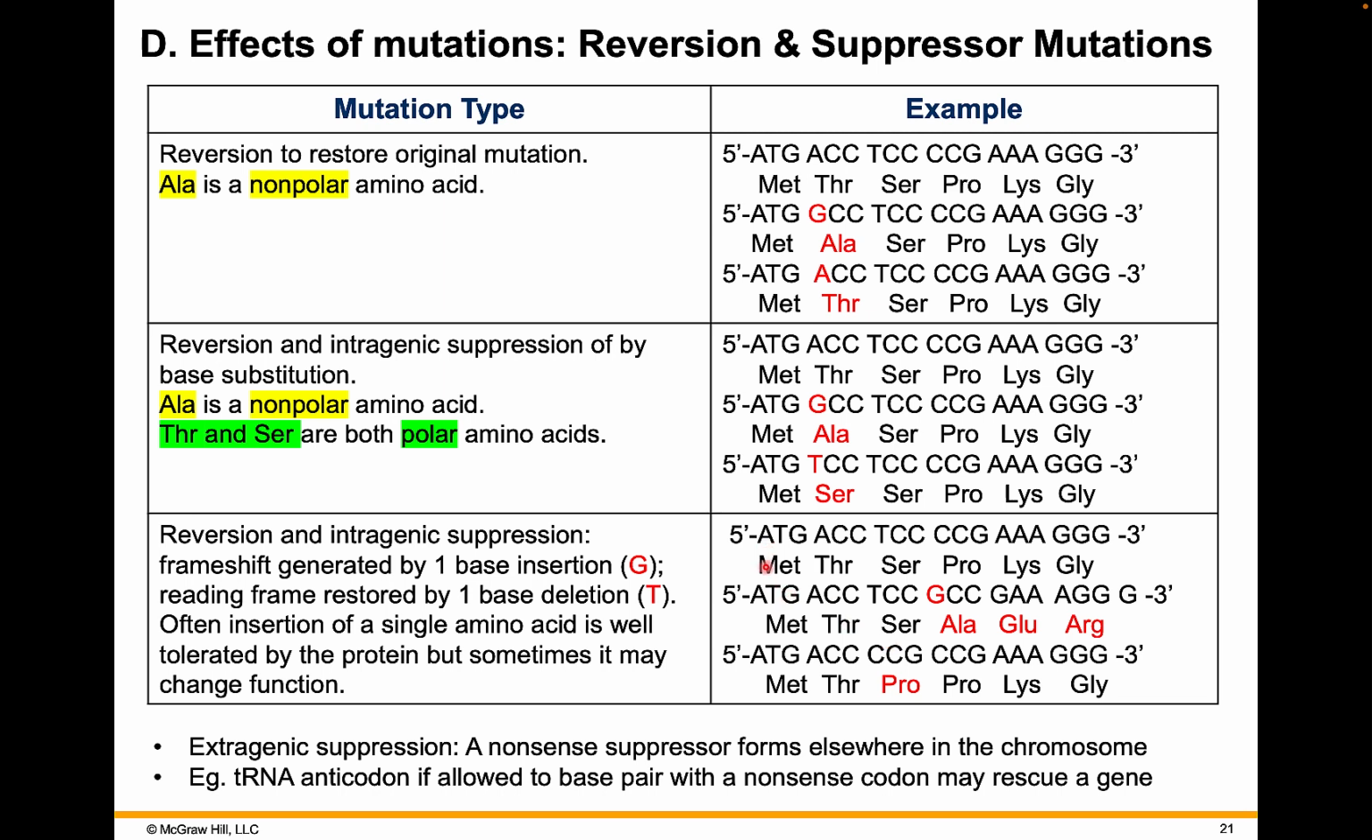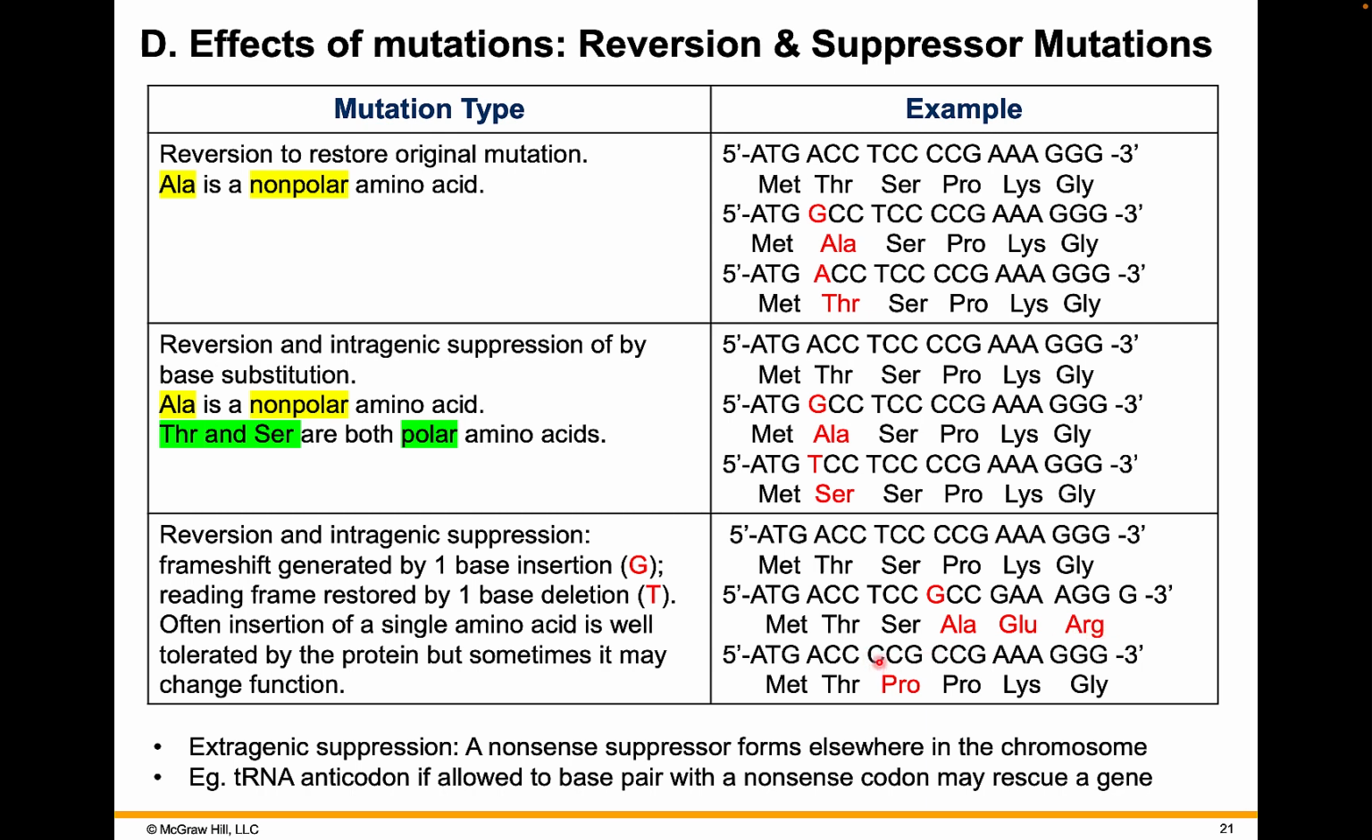So here, this is the sequence of the protein, and right here you have a G. This is an insertion, a one base insertion. So the reading frame completely changes. Here, see, from proline, lysine, glycine, it becomes alanine, glutamic acid, and arginine. So this could be very detrimental to the protein, and probably it will be non-functional.